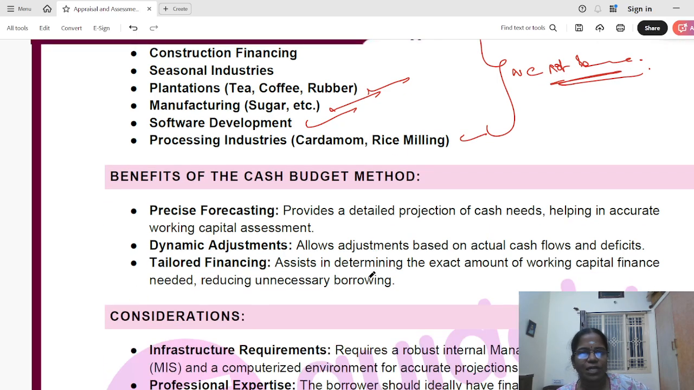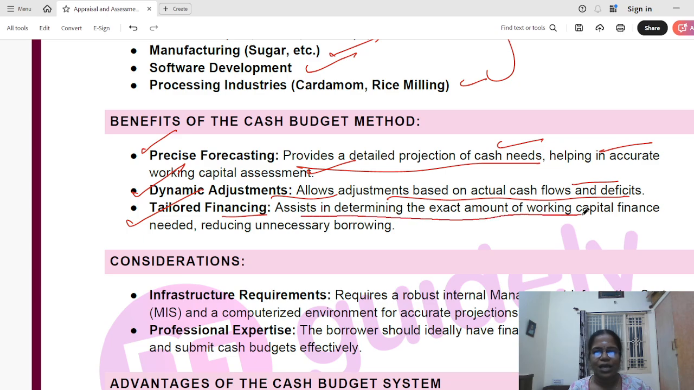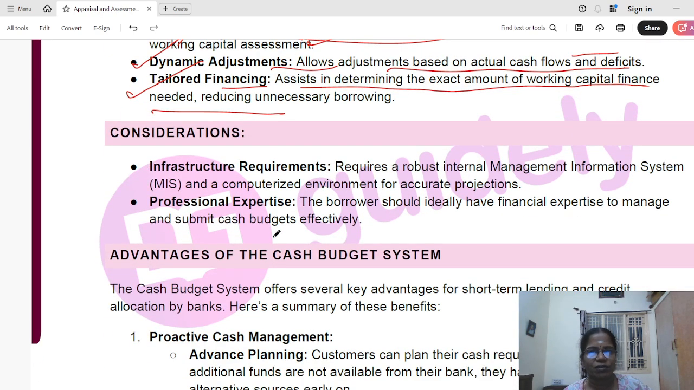So what is the benefit of the cash budget method? Precise forecasting, dynamic assessment and tailored financing. Forecasting of near-term cash needs helps an accurate working capital assessment; dynamic adjustment allows adjustment based on the actual cash flows and deficit; tailored financing assists in determining the exact amount of working capital finance needed. So consideration, infrastructure requirement requires a robust internal management information, that is a computerized environment for accurate projections அவங்க பண்ணணும். அப்படின்னா the computerized environment, professional expertise will do it.